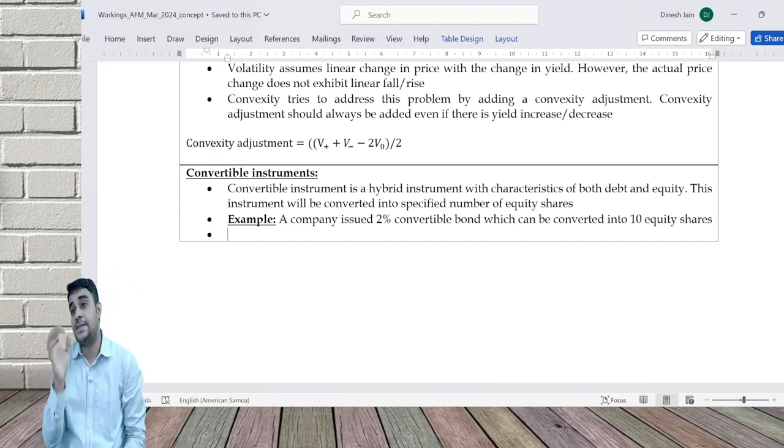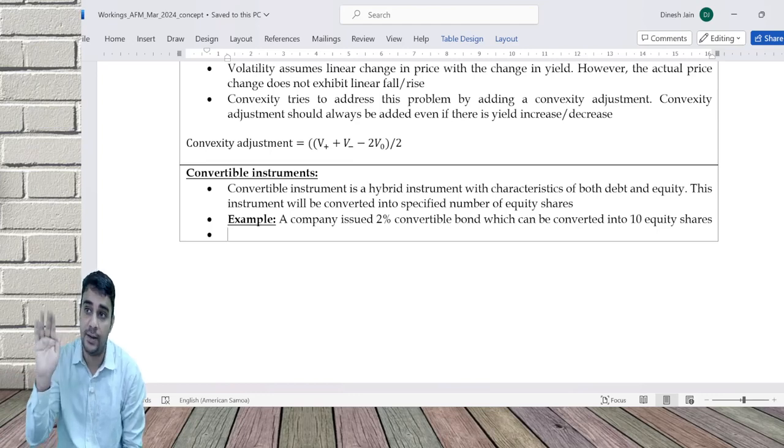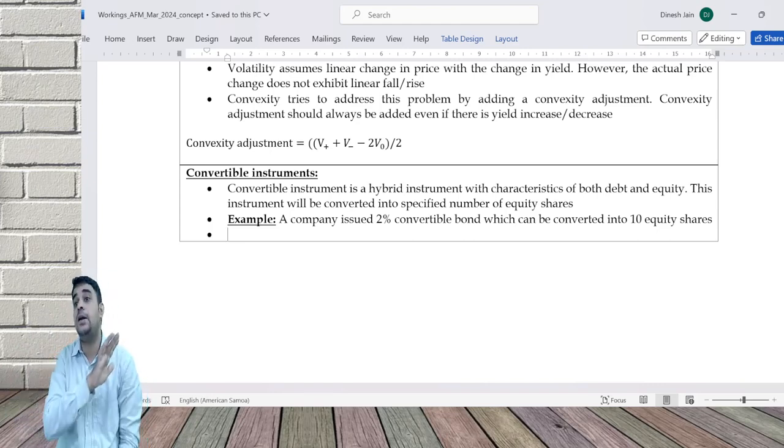There was one company called Suzlon which issued convertible bonds. The share price was 800 rupees when they issued. When the time came for redemption, people did not agree for conversion. The reason is that by that time the share price had crashed to 20 rupees. From 800, it had crashed down to 20 rupees. People said we don't want to do conversion. So they had to redeem it. The company defaulted because they did not have money to redeem.